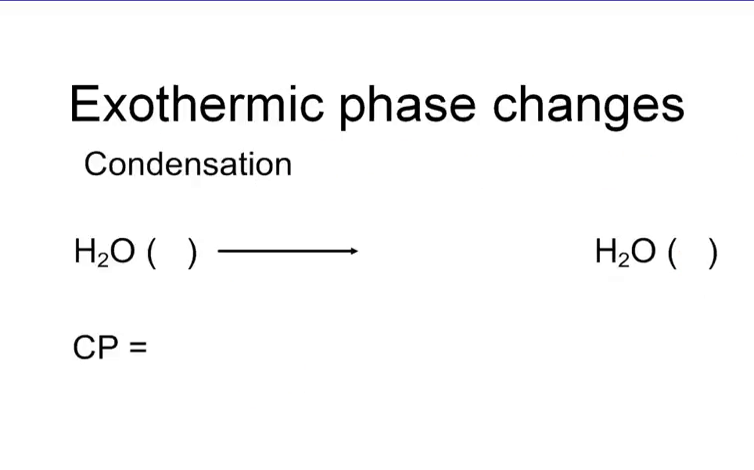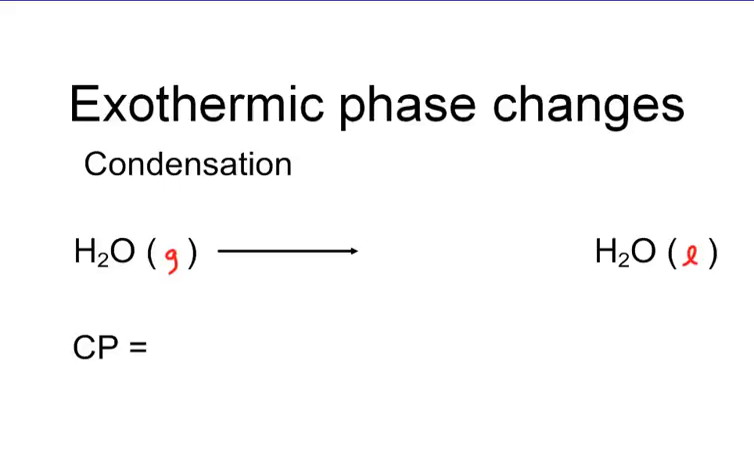The second exothermic phase change that we're going to take a look at is condensation. Condensation is when the gaseous form of a substance turns into the liquid form. This is essentially dew on a summer morning, or when you see your beverage glass getting all sweaty on the outside of it. That's condensation.